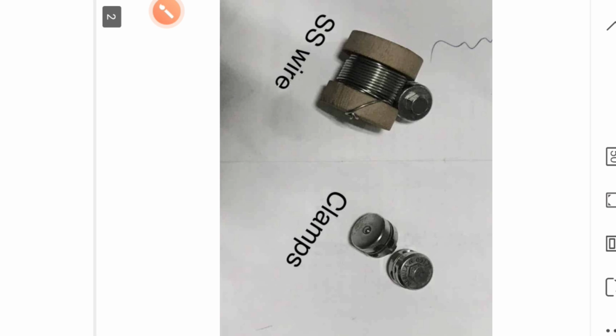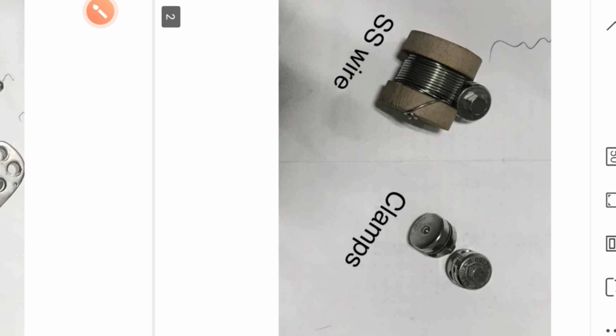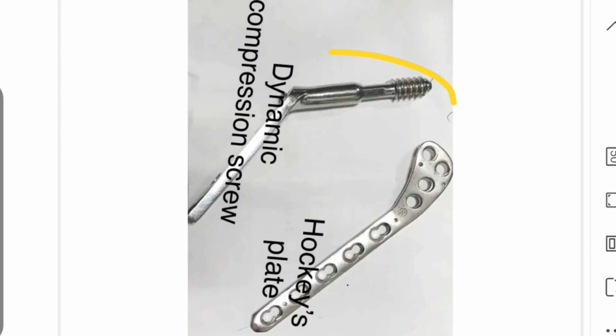Next, this is the SS wire, a stainless steel wire, and these are clamps. Clamps are used for holding the pin, the Steinmann pin or the K wire, for skeletal traction. Next you can see this is the dynamic compression screw. This screw is a mobile one. It is used for fracture of the neck of the femur, and neck and intertrochanteric fractures. Next, this is the hockey plate. Its shape is like a hockey stick, that's why it is a hockey plate.